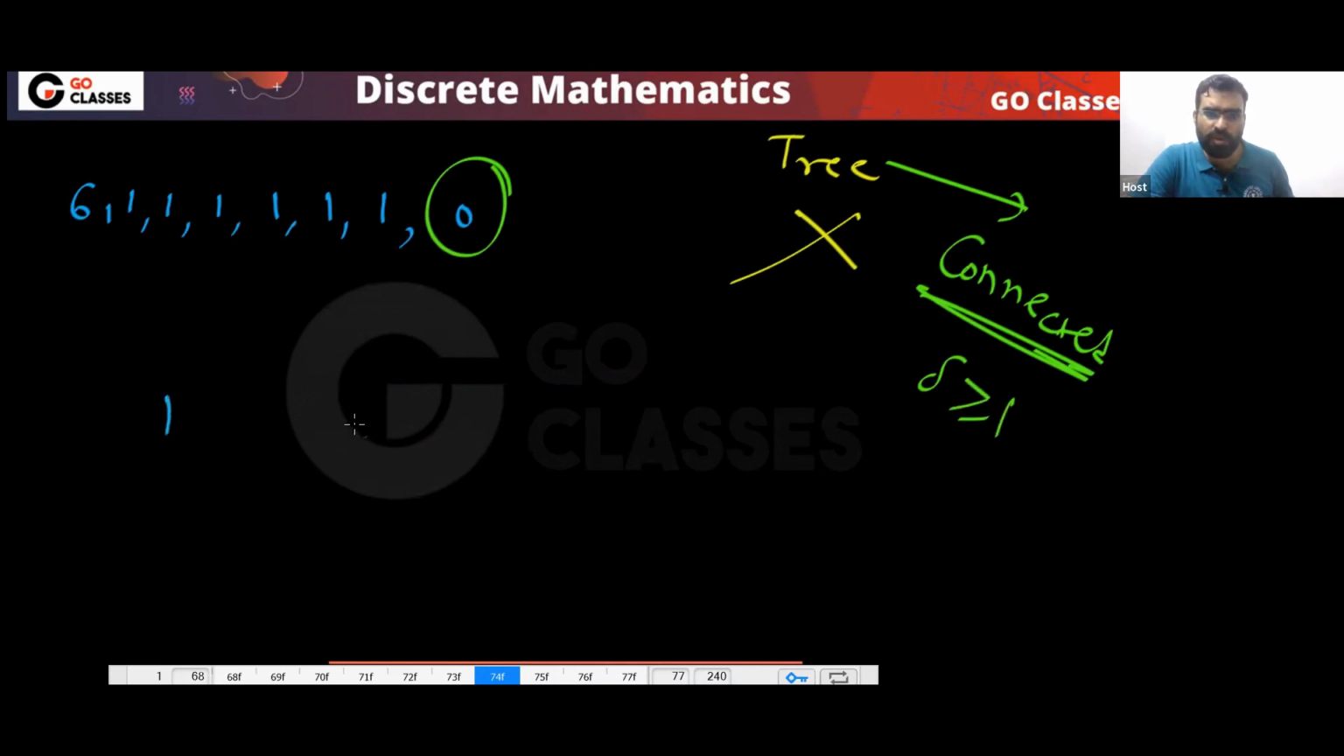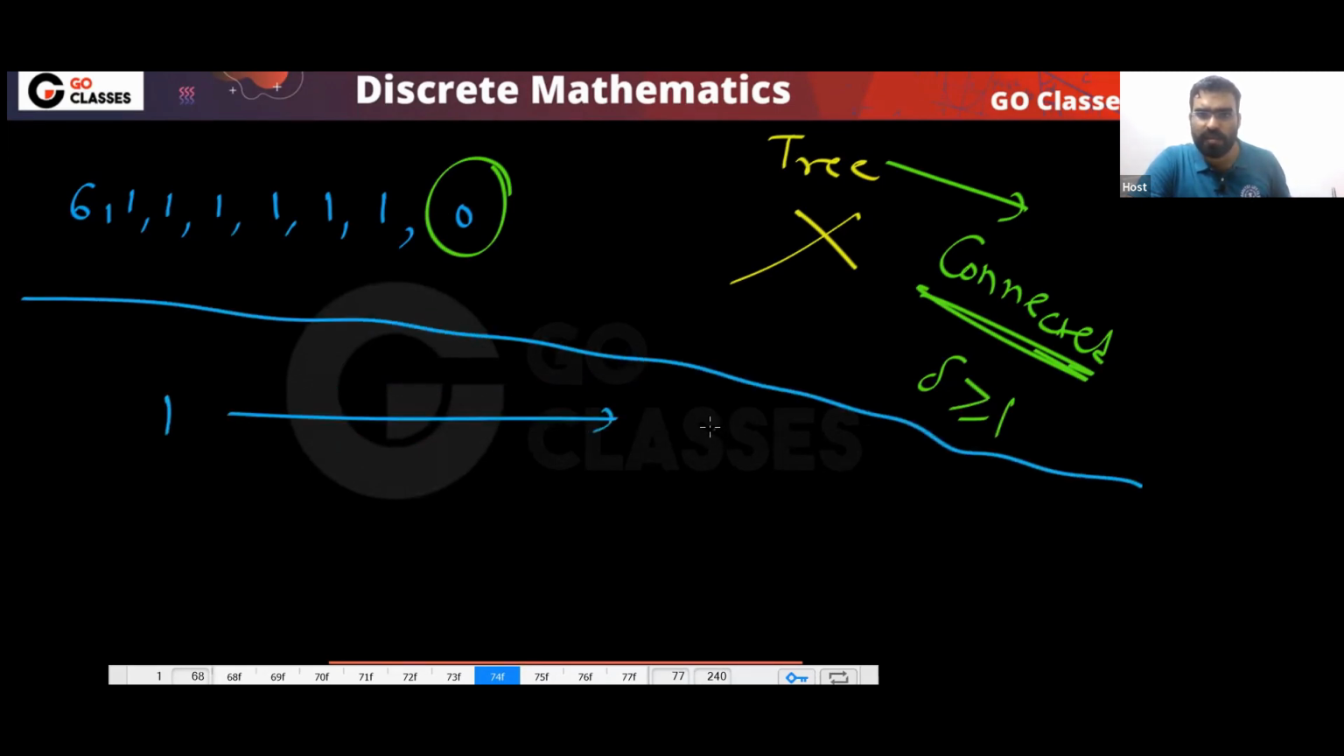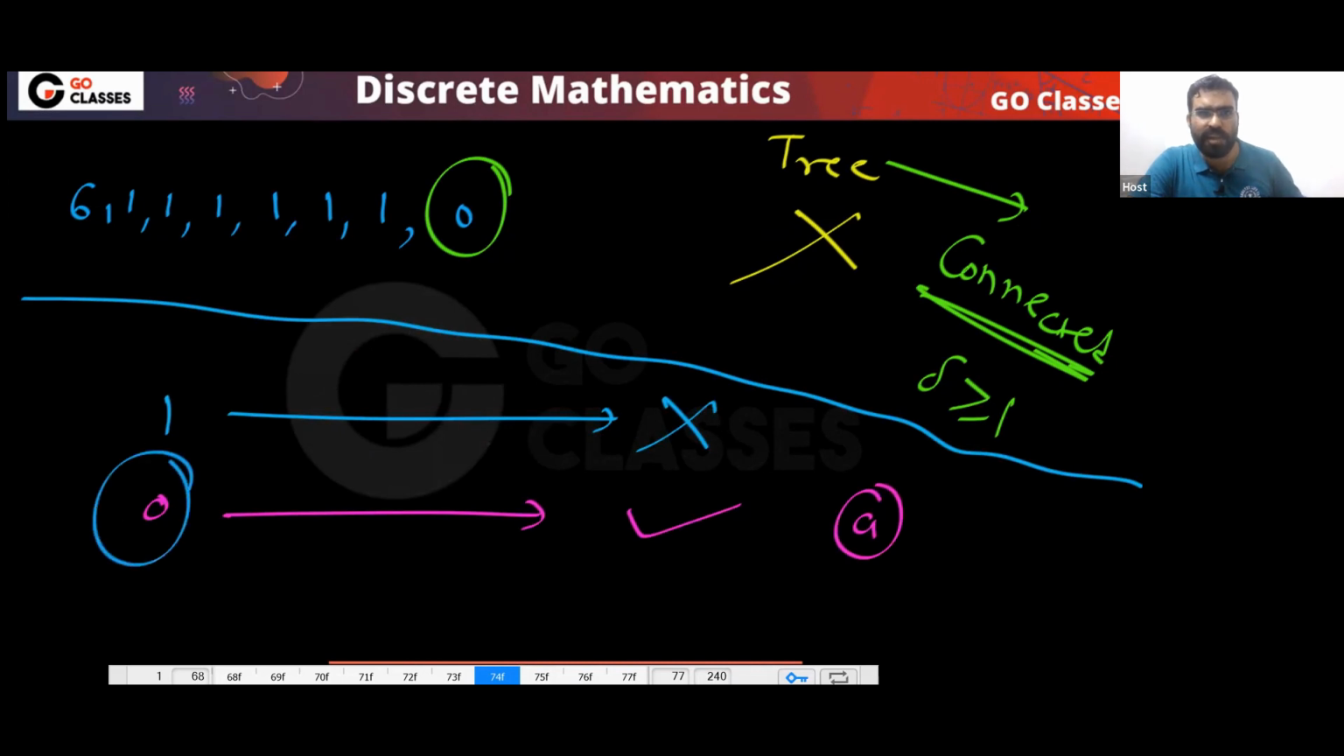What about this? Can I say a tree exists? For this, no, a tree does not exist. For this, does a tree exist? Yes, a tree exists. So remember, a tree is connected. The minimum degree is greater than or equal to 1 when n is greater than or equal to 2. So remember, this single vertex is a tree. Here the minimum degree is actually 0.